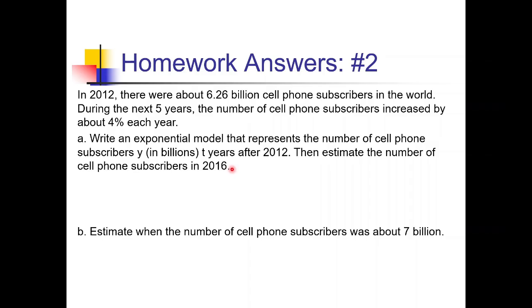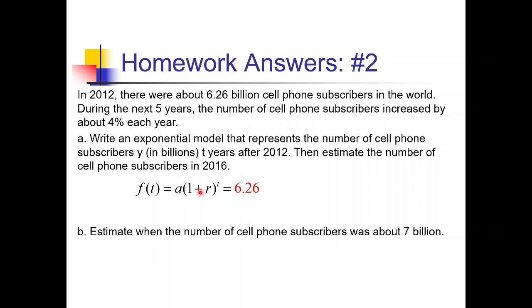All right, so we have to pick a model here. We either want to go with a growth or decay form, and I'm thinking since the number of cell phone users is increasing, we should go with our growth form. So a times 1 plus r to the t. This will be our formula here. So we've got the a value, that's the initial starting amount. So at time 0, which is actually 2012, we started with 6.26 billion subscribers. And this is all expressed in billions, so we can just write 6.26 right there for the a value.